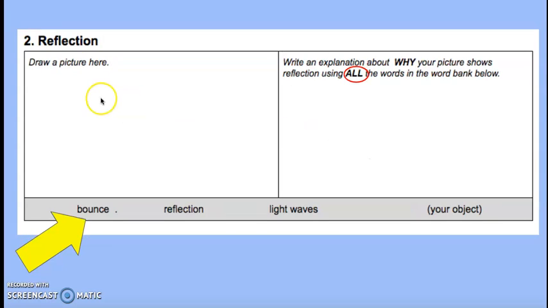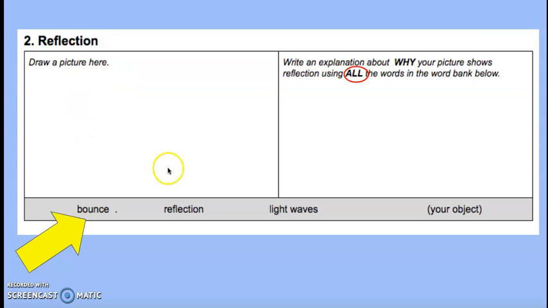All right, students, now it's time to think about reflection. Think about our flashlight and mirror lab that we did the other day. You're going to draw a different picture of reflection. Think of a real world example of reflection. It cannot be a mirror and a flashlight, and it cannot be a mountain on a lake, but you can draw anything else that you can think of that can reflect.